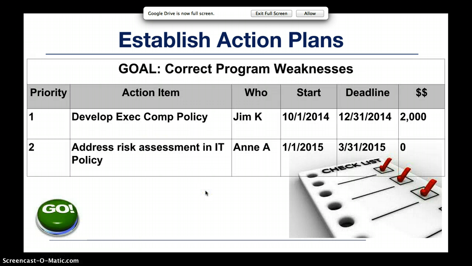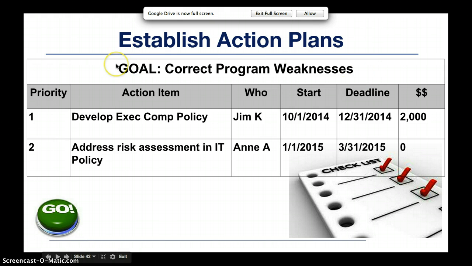So I've created a little workbook here. It looks like a spreadsheet, but it's one of our go exercises. It's going to take us through how to do something here without any fancy technology or anything. So let's jump right into an action plan.